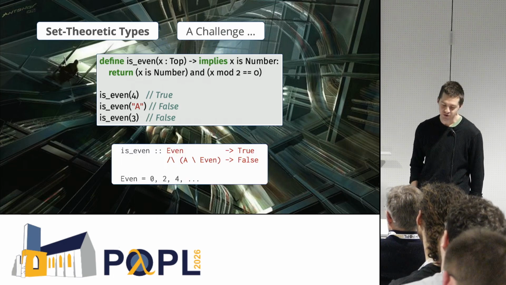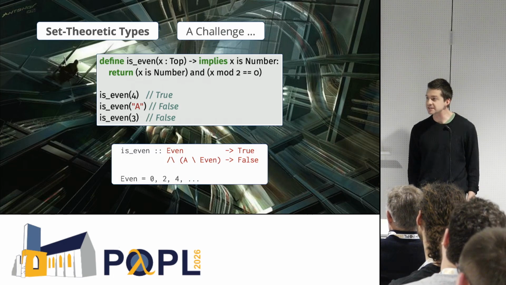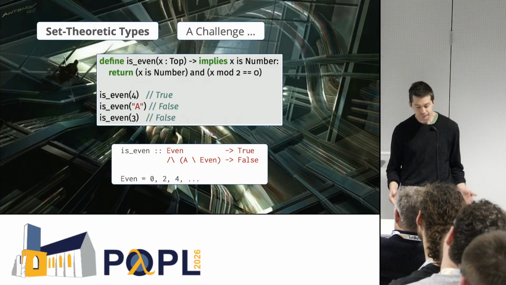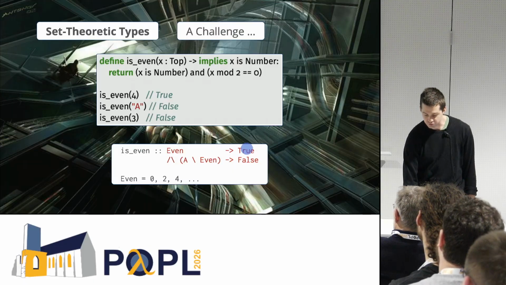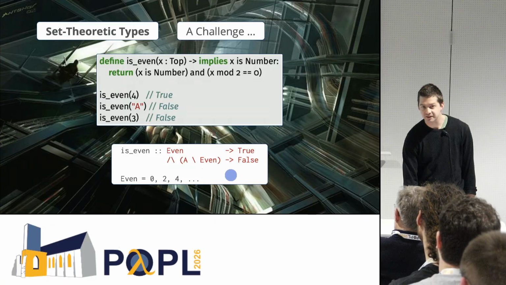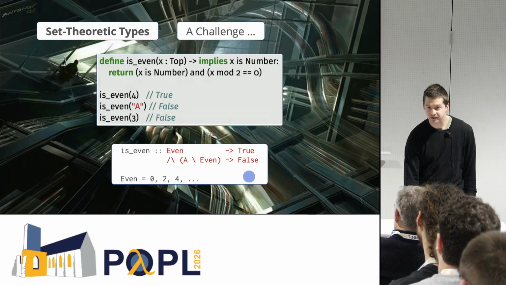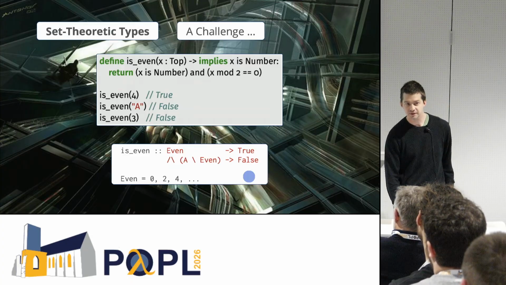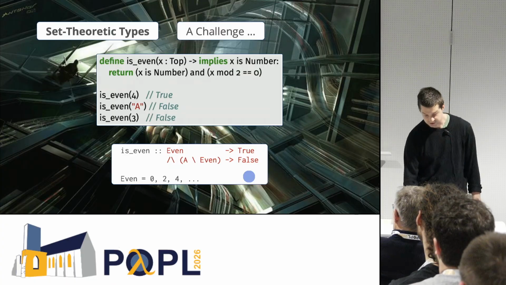So what's the ideal set theoretic type for this? We'd like to talk about the set of even numbers, so an infinite subset of the natural numbers. If we have an even input, we should get true. And if we have anything else, some type minus evens, we should get false. And I think there's no implementation that can handle this right now. But it's a great challenge for the future.